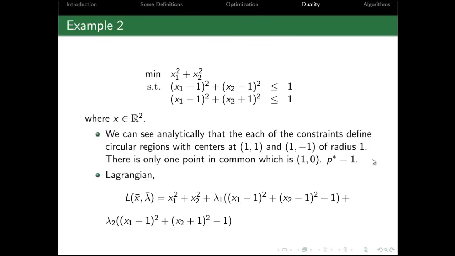But now let us do the analysis which you have learned and try to arrive at the same answer. So first, when you have a convex optimization problem, or for that matter any optimization problem, the first thing you do is write down the Lagrangian. Here the Lagrangian will be x1 squared plus x2 squared plus lambda 1 times the first constraint plus lambda 2 times the second constraint.